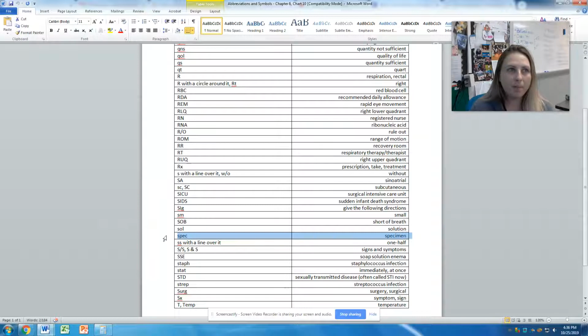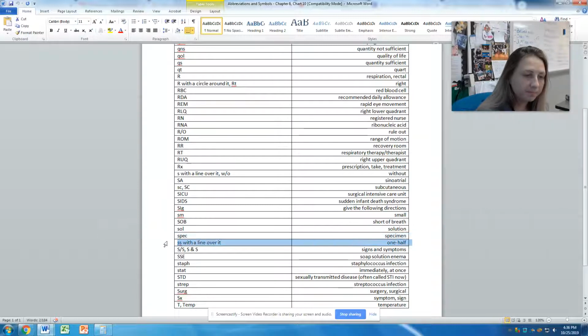Spec is specimen. Specimen is a part of something that you want to analyze, right? So you could get like a urine specimen, right? So where you take some urine to study it, see if you can figure out what diseases they might have, or same thing with stool. Sputum, vomit, right? You can all get specimens of this and analyze them. Now, 1/2. This is 2 S's with a line over it. 1/2. It's half of something.